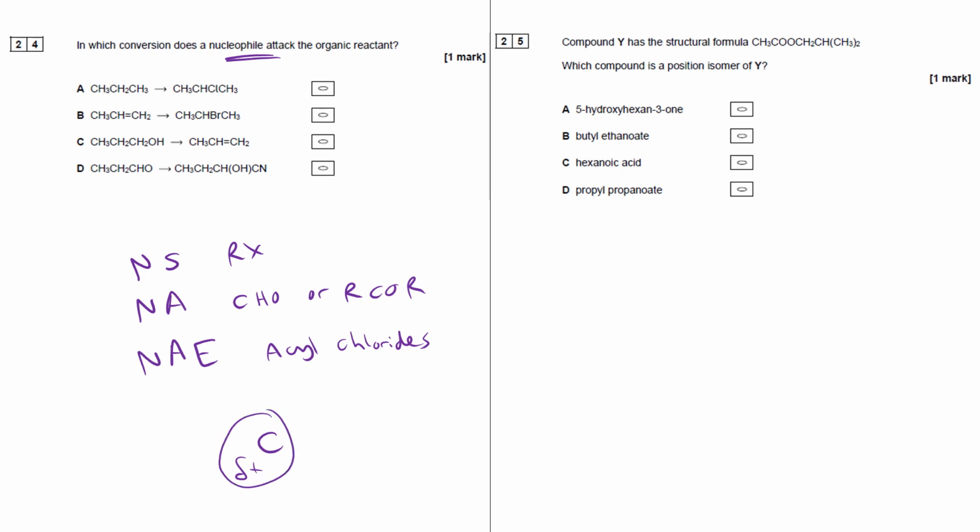So in the first one, you've got an alkane going to a haloalkane. That would be free radical substitution. Second one, you've got an alkene going to a haloalkane. That would be electrophilic addition. C, you're going from an alcohol to an alkene. That one is elimination. And D, you've got an aldehyde going to a hydroxynitrile. So that would be nucleophilic addition. D is the correct answer.